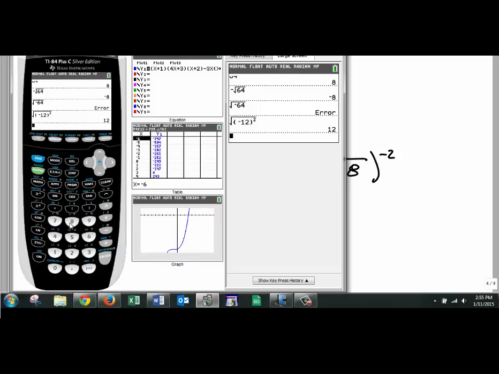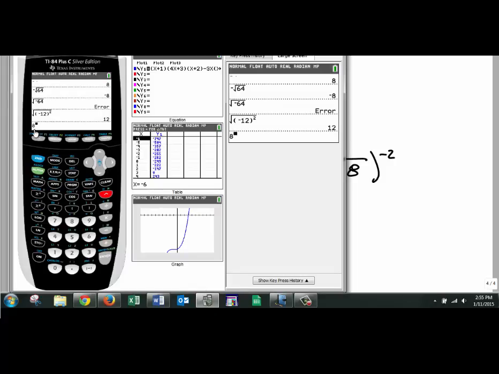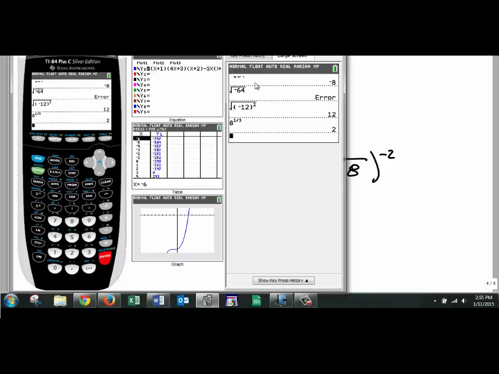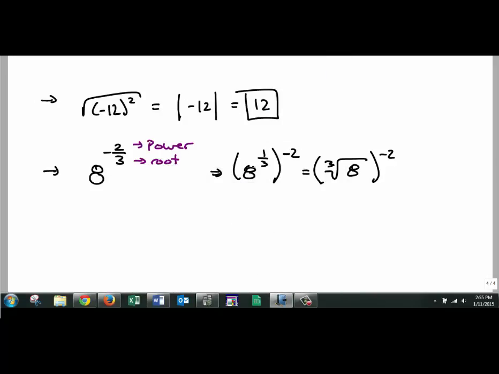8 to the 1/3. So 8 exponent, and of course if you use your caret key here, you need to use parentheses. If you see it goes up into the exponent, then I don't need to worry about that. But if yours doesn't, you need to use your caret key. The cubic root of 8 to the 1/3 is 2. So this piece right here simplifies to 2. 2 to the negative 2 is 1 over 2 squared, which is 1/4.